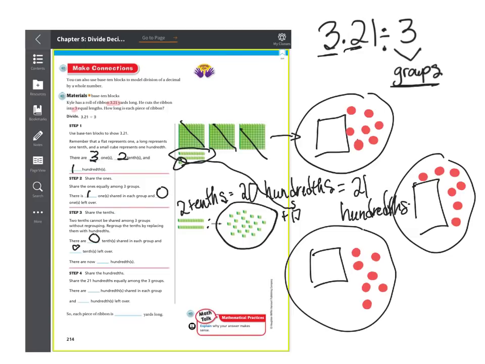There are no tenths left over, and there were 21 hundredths. We shared the 21 hundredths equally among the 3 groups. So how many hundredths are in each group? Let's count. 1, 2, 3, 4, 5, 6, 7. So there are 7 hundredths in each group and 0 hundredths left over. We've shared them all. So how much is in one group? There are 0 tenths and there are 7 hundredths.